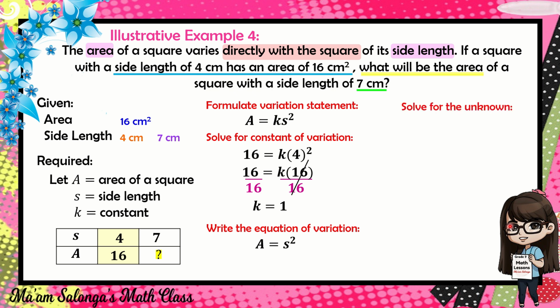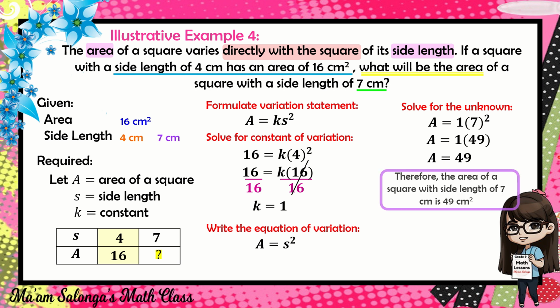Now, let's solve for the unknown. Ang unknown nga ay yung area of a square. So, let's substitute the value of the side length. So, we have A equals 1 times 7 squared. So, nilagay ko na dito yung ating constant. So, we have A equals 1 times 49 and that is 49. So, therefore, the area of a square with a side length of 7 cm is 49 square centimeters.